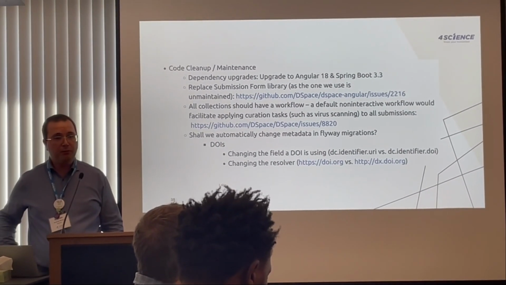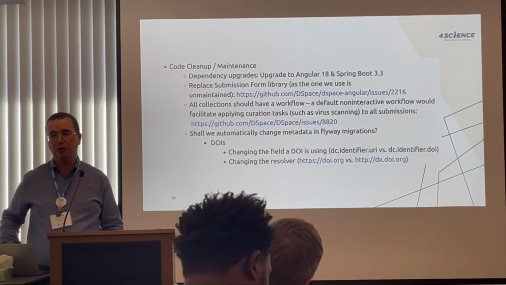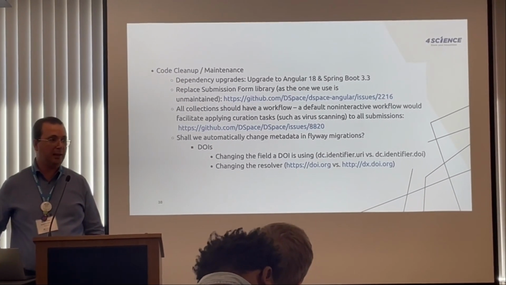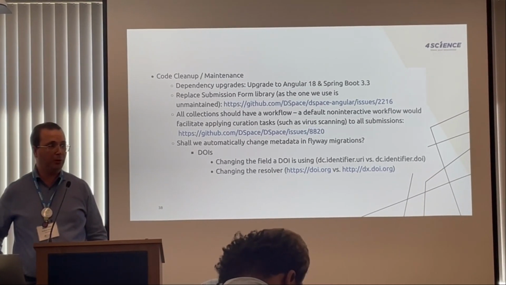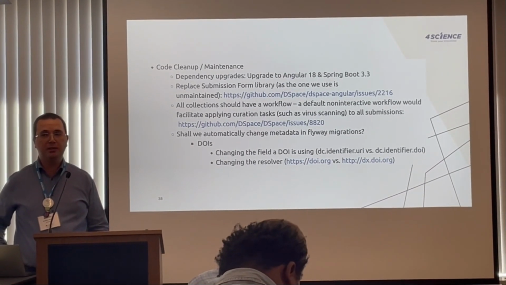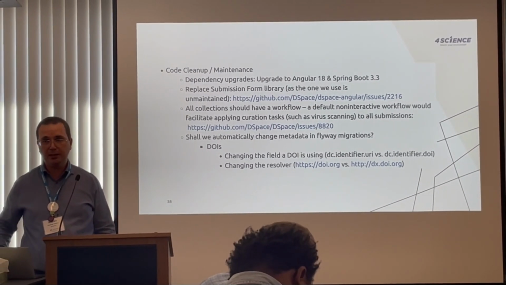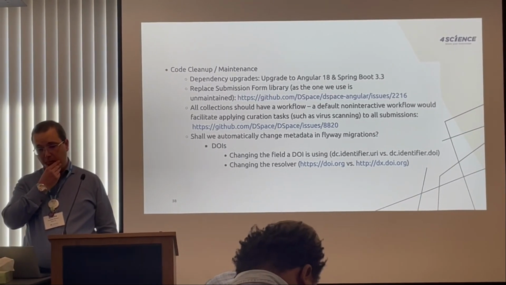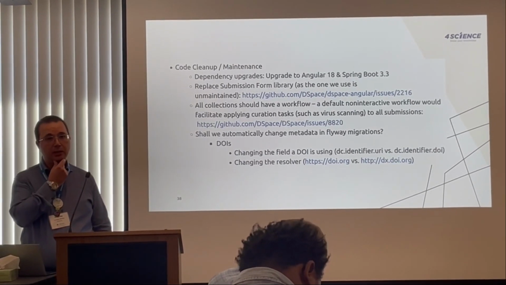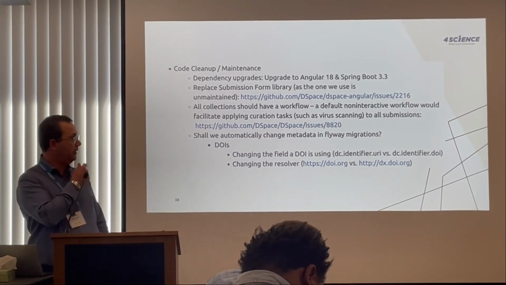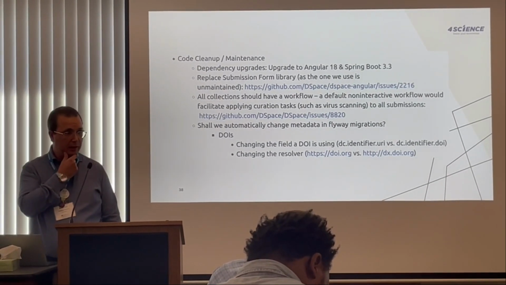DSpace 9 will focus for sure on keeping the safety of your installation, so we need to keep dependencies updated. We moved to Java 17, we moved to Angular 17. We need to stay on track because we need to follow the end of life of these dependencies. And 4Science has made the update for Angular 17 in DSpace 8. We are still discussing who will take the lead for the upgrade to Angular 18 and Spring.